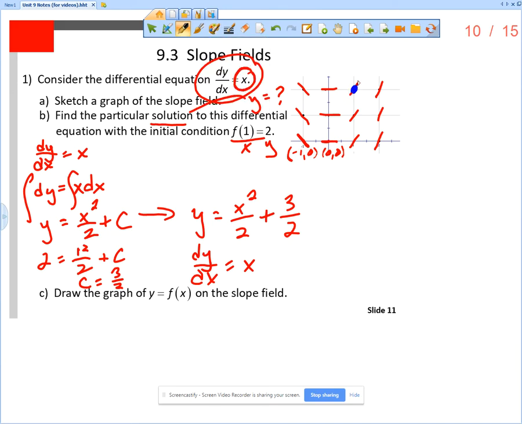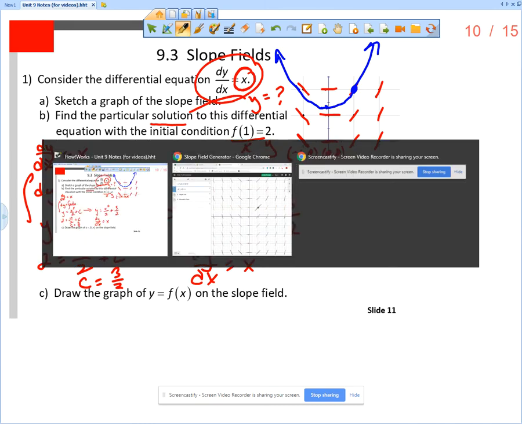Then I'm going to draw according to the slope field. So what does that mean? Well, that means there'd be a slope of 1 right here. But as I go to the right, the slope gets steeper, because it's 1, 2, 3, 4, and so on. As I go to the left, it gets less steep, and then it should have a 0 slope right there. And then it becomes a negative slope, and it goes here, has 1, 2, but negative. So that's what the graph looks like following the slope field.